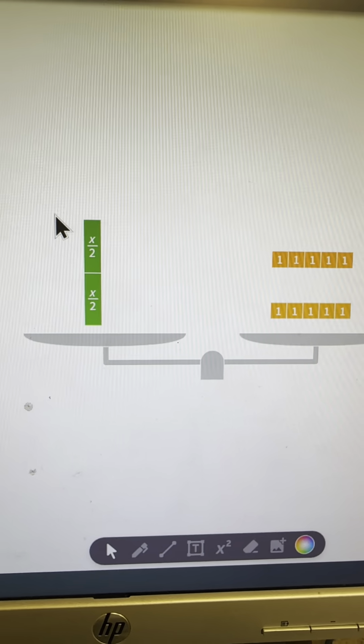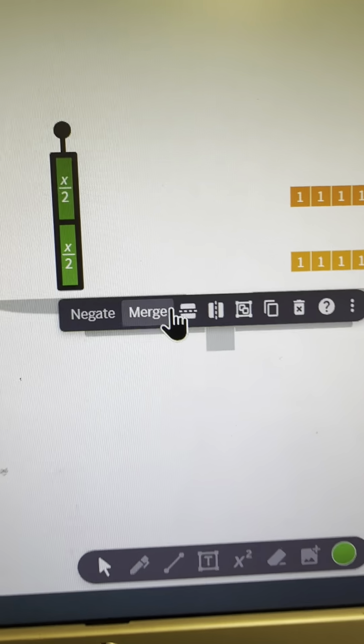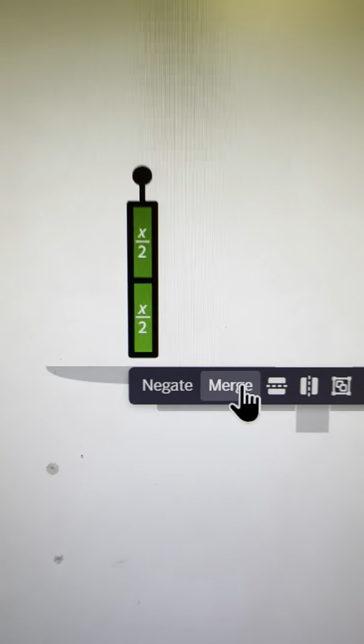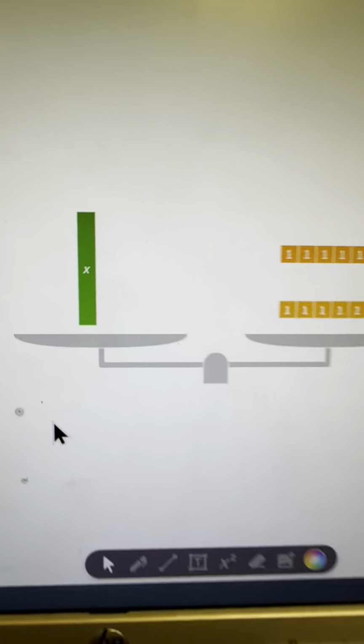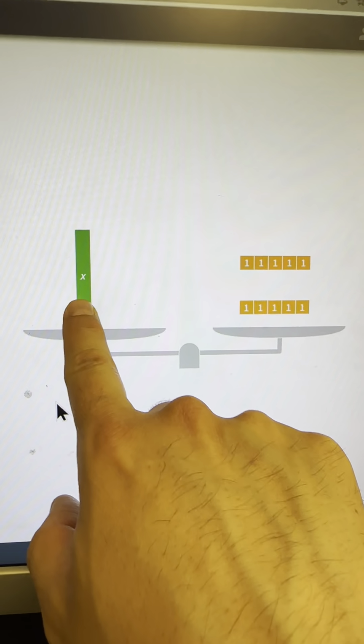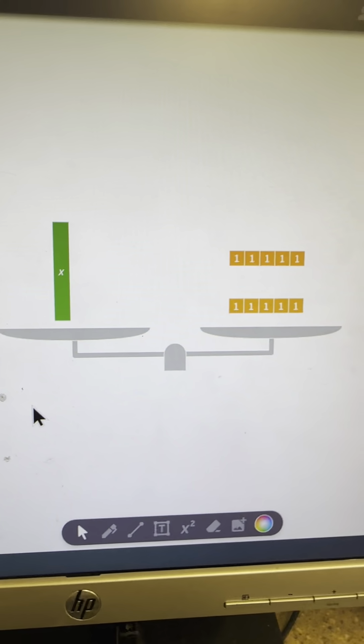One way I can do this is you're going to highlight both of these on the left, and click where it says merge, and you'll see it's going to turn into 1x, because again, a half and a half makes one whole. 2 halves make a whole. So now we know x is equal to 10 altogether.